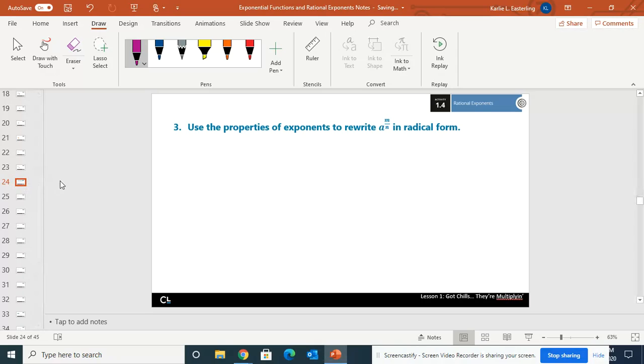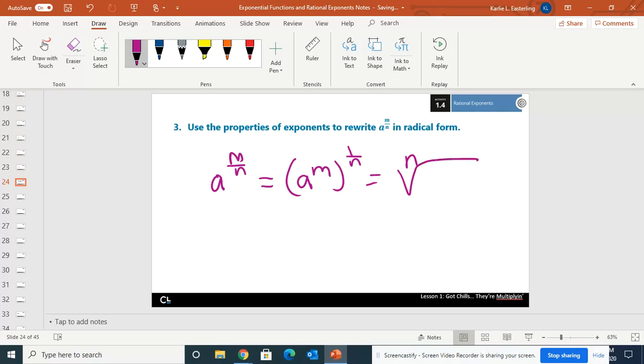So we're going to use the properties of exponents to rewrite a to the m divided by n in radical form. What we're looking at here is a to the m over n. The way I like to go about rewriting this is a to the m, to the 1 divided by n. That n is what goes with our root, our a is our base, and our m is the exponent on that a.